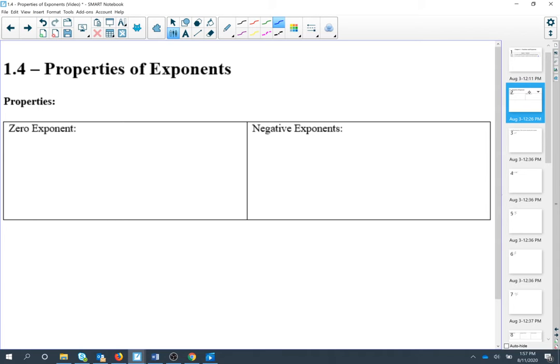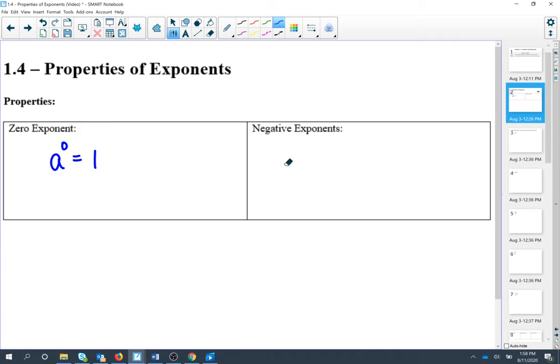1.4 properties of exponents. We're first going to start with two properties. We have the zero exponent and the negative exponent. As we go through this section, some of this should be review for you. So if you're sitting here going, oh, I know this or I've learned this before, fantastic. Now, your zero exponent. I'm going to try to make this as brief as possible. So a to the zero power. If you have any non-zero number raised to the zero power, that's 1.